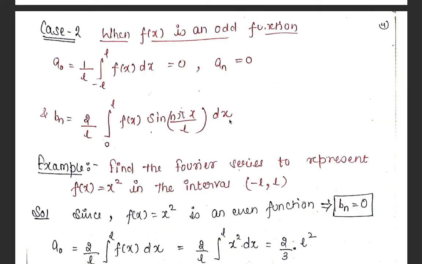Similarly, we are going to discuss the Fourier series expansion when f is an odd function. So by similar arguments, we can say that whenever f is an odd function, the coefficients a0 and an both are 0. And we are only left with the coefficient bn, which is given by 2 by L integration 0 to L f of x sin n pi x by L dx.